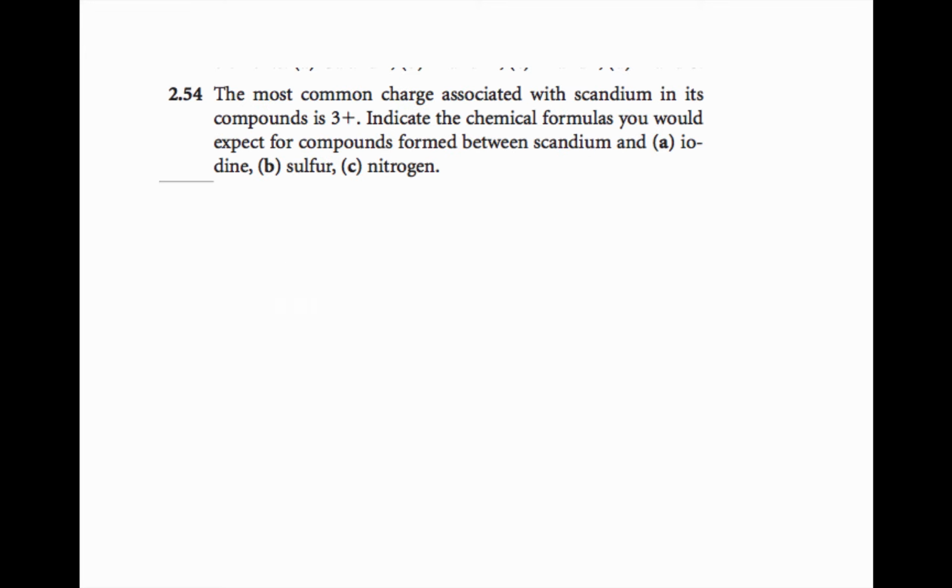The most common charge associated with scandium is +3. Indicate the chemical formulas you would expect for compounds formed between scandium and A, iodine. Well, iodine is a halogen. It's in group 7A, so it can take one electron to become iodide. I would need 3 iodides to every scandium 3+. So the formula for scandium iodide is ScI subscript 3.